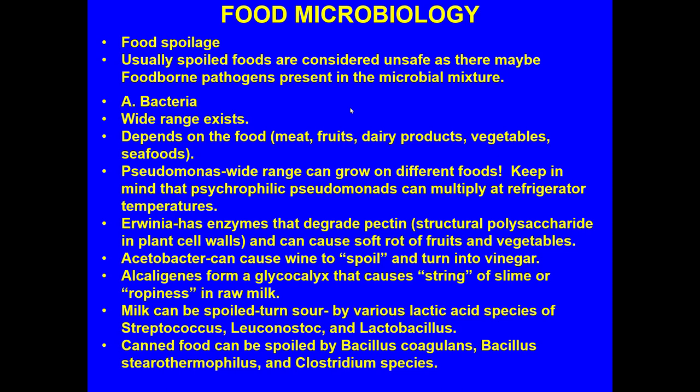Also, milk can be spoiled, that is, turned sour by various lactic acid species such as Streptococcus, Leuconostoc, and Lactobacillus. Finally, canned food can be spoiled with Bacillus coagulans, Bacillus stearothermophilus, and of course, the Clostridium species such as Clostridium botulinum. And this is serious. That's why if you go back into some of the other chapters and talk about the canning process, some companies will go to a D factor of 17 to process the cans and to reduce any possibility of microorganisms in there.